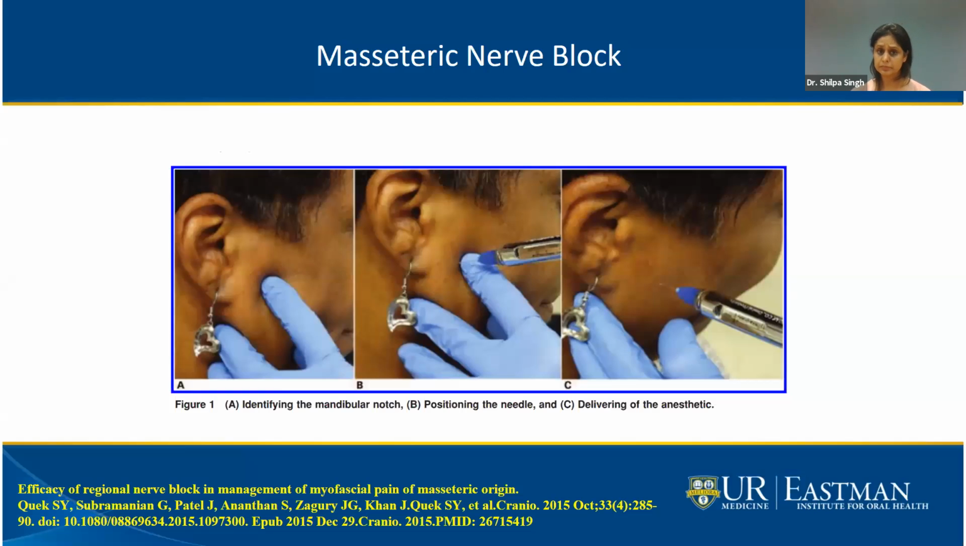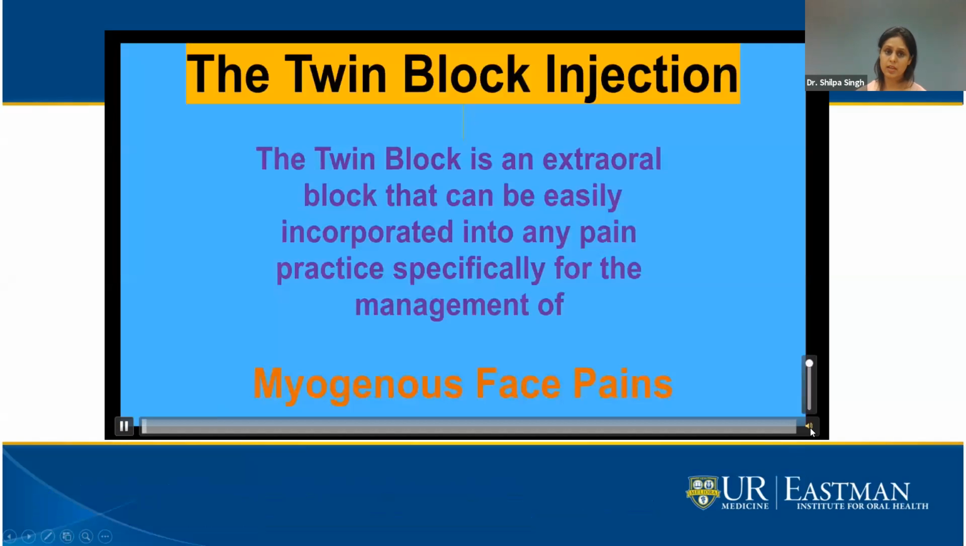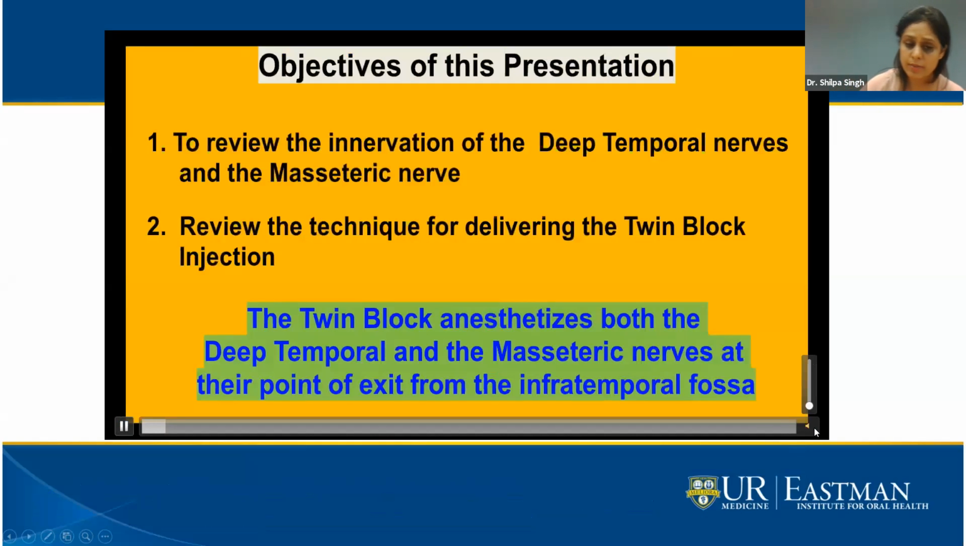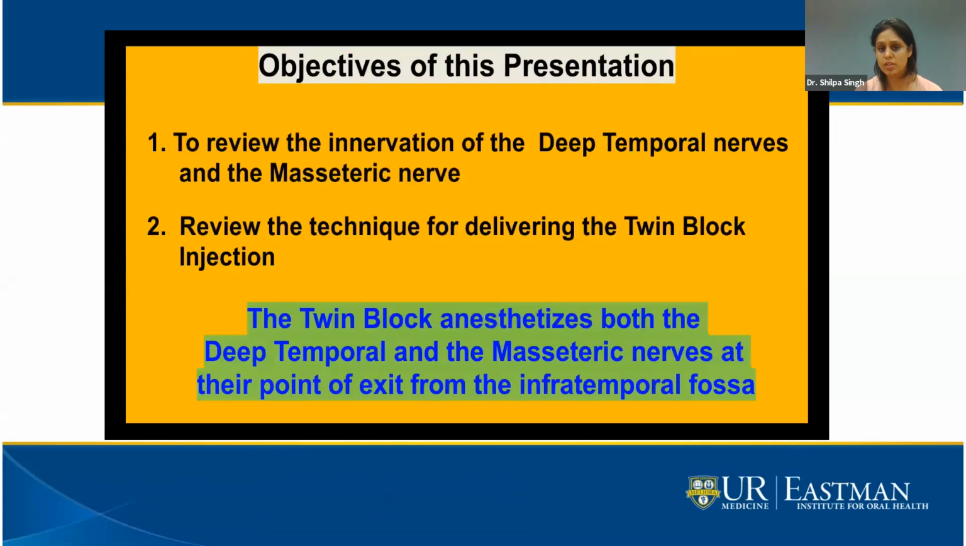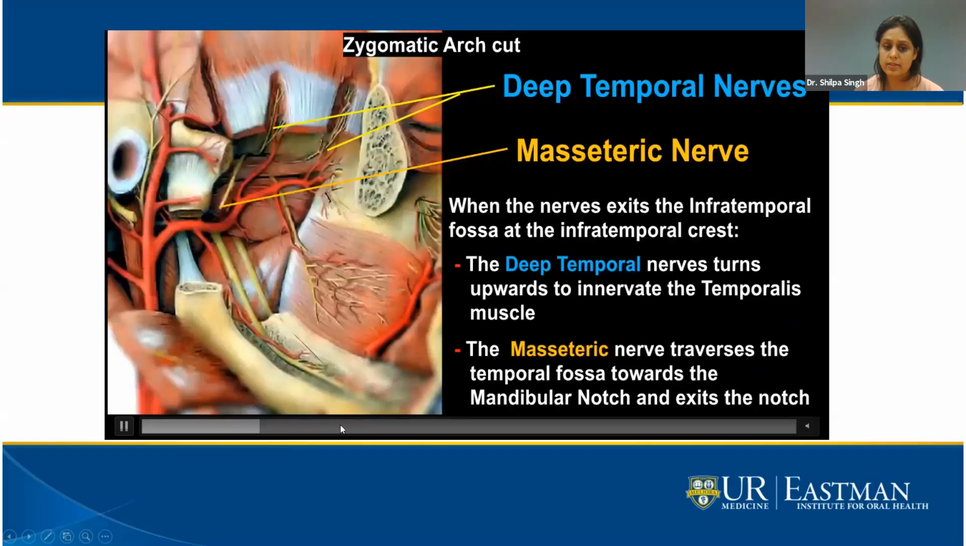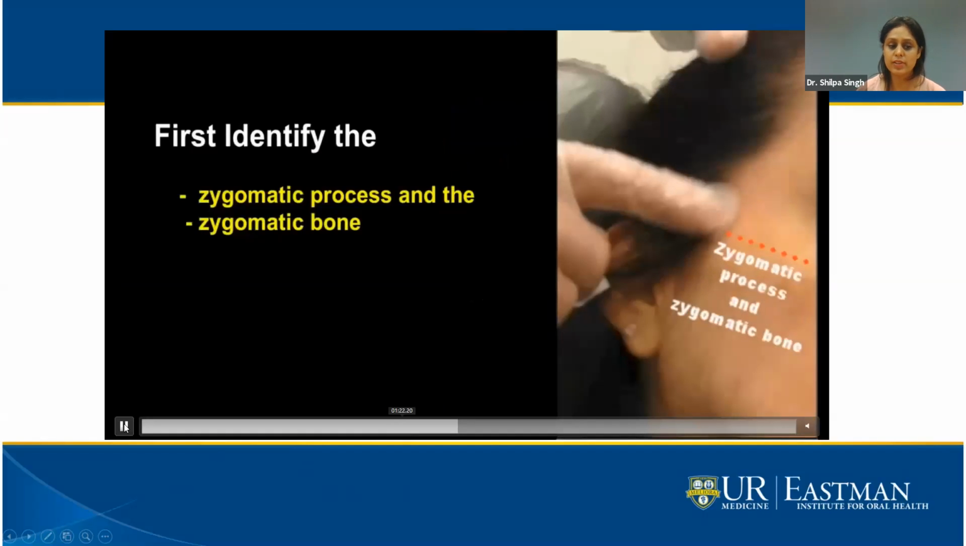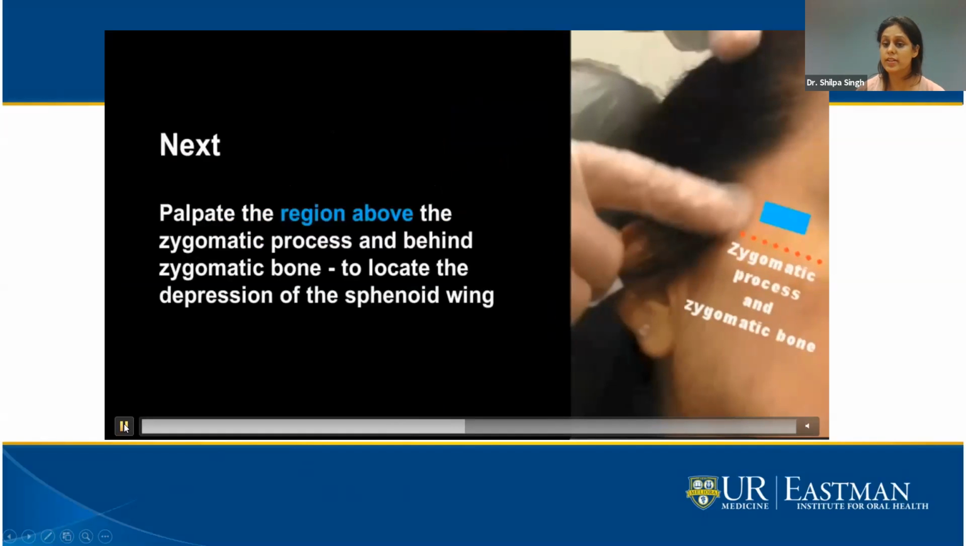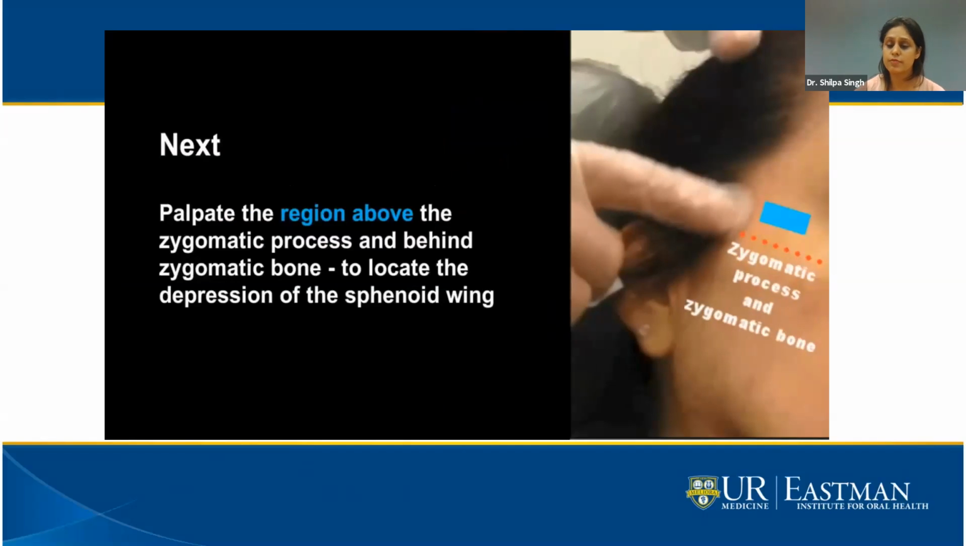But then there is another way of doing a twin block, where we can block both the masseter and the temporalis muscle. In this twin block, we inject lidocaine without epinephrine into the infratemporal fossa, where we have the temporal nerve and the masseteric nerve. We identify the zygomatic process and the zygomatic bone, where there will be a depression in the infratemporal space.